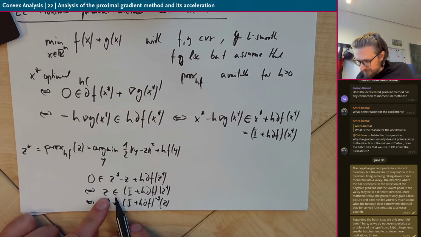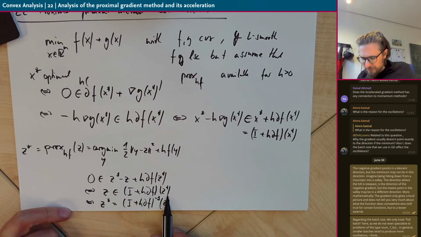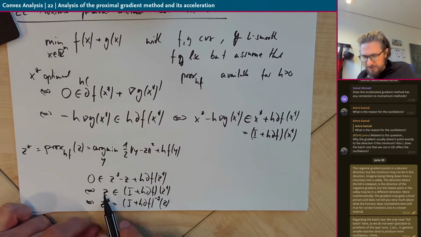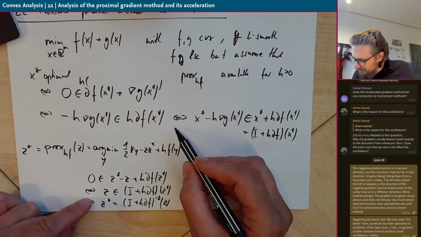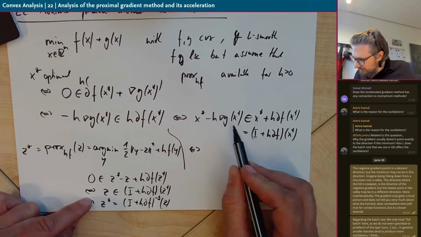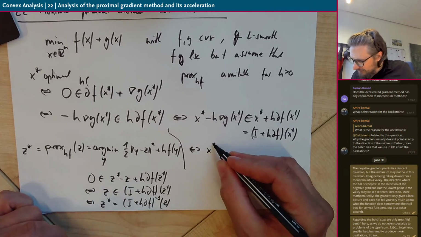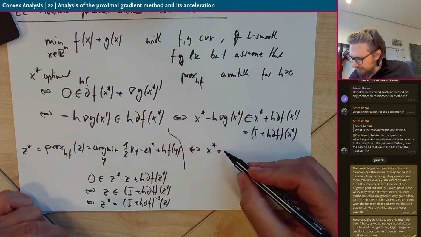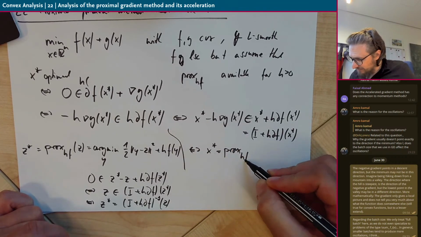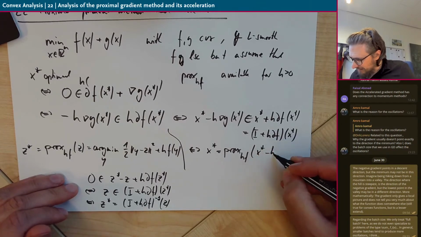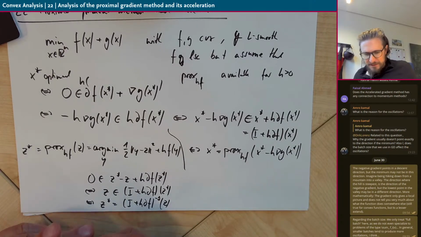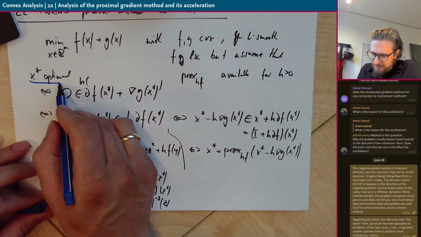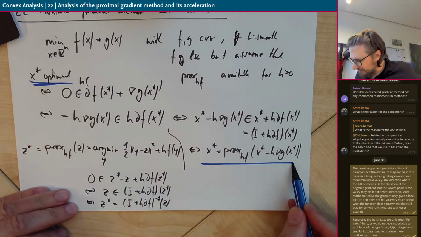So this inclusion here, z is in the subgradient of that, characterizes z star being the prox of f of z. And so this inclusion here characterizes x star being equal to the prox of hf of x star minus h gradient g of x star. So what we did is we characterized the solution of our original problem by this equality here.